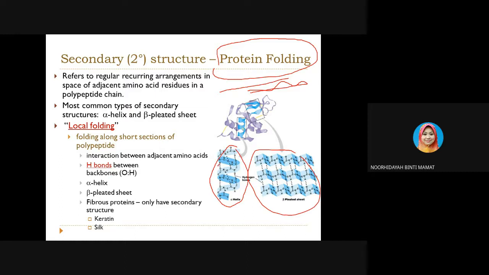The interaction between adjacent amino acids attaches with the H bond, or hydrogen bond. Here is the hydrogen bond. So from the linear chain, it will become the alpha helix because of the hydrogen bonds, folding up the linear amino acids. So we have alpha helix and we have beta-pleated sheets. Examples of proteins that only have secondary structure are fibrous proteins, for example keratin and silk. This is the structure of keratin and silk.